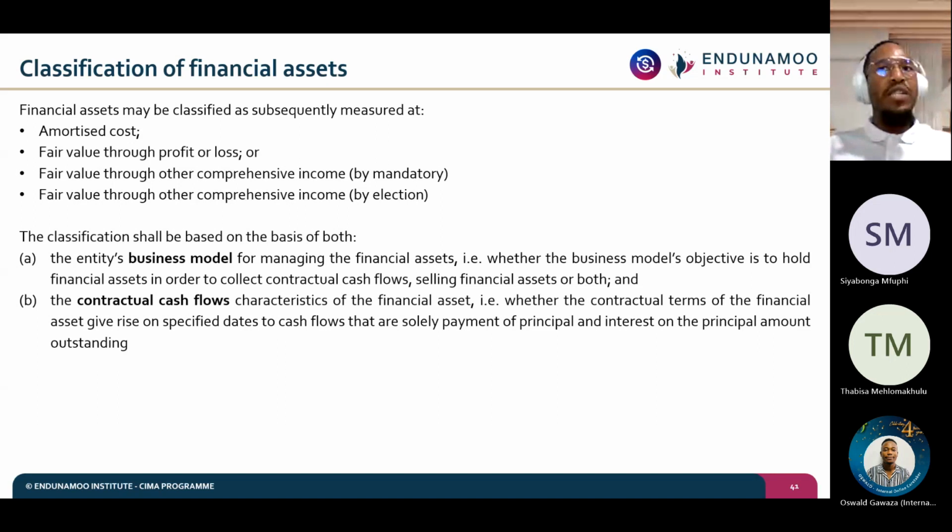So when we talk about business model, we talk about the objective behind entering into the agreement. And when we talk about contractual cash flows or their characteristics, we talk about what the contractual cash flows are for. These coupon payments that are paid in the debenture, are they to compensate you for the time value of money, which reflects the period of time over which the payments are made, as well as the credit risk, or are they compensating you for something other than that?